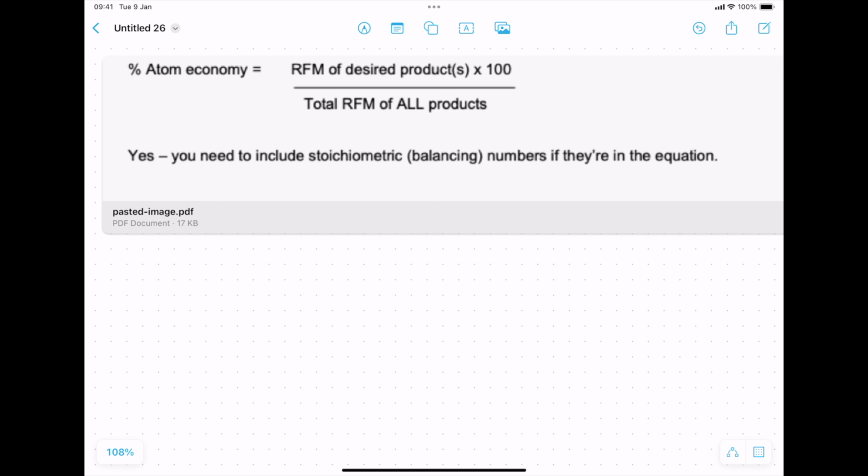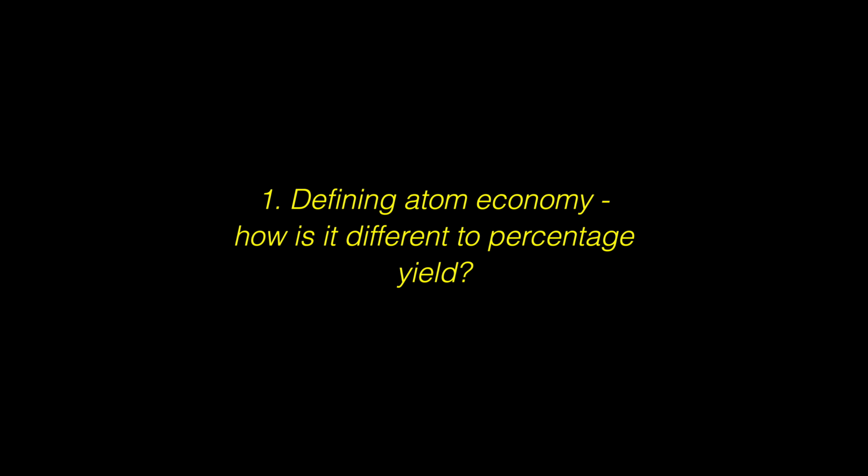Let's take a look at what atom economy is. These questions usually come up alongside percentage yield questions in GCSE grade 9, grade 10 chemistry. Atom economy is slightly different to percentage yield.